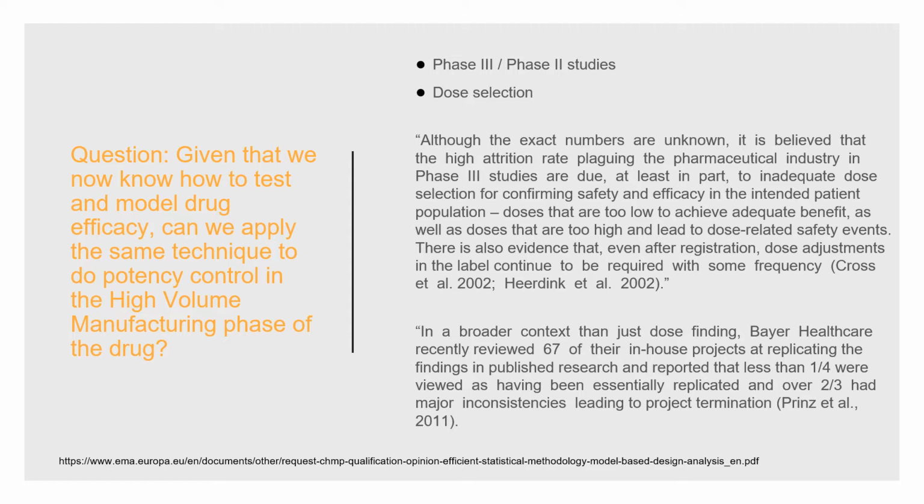And so there's this quote here: although the exact numbers are unknown, it is believed that the high attrition rate plaguing the pharmaceutical industry in phase 3 studies are due, at least in part, to inadequate dose selection for confirming safety and efficacy in the intended patient population. And it goes on from there. You can read it. But the idea here is that often the dose is ineffective, either because it's too low or it's too high for whatever reason. And you see that there's another quote there with some numbers from Bayer Healthcare. I don't want to just read this to you, but we'll go on to the next slide.